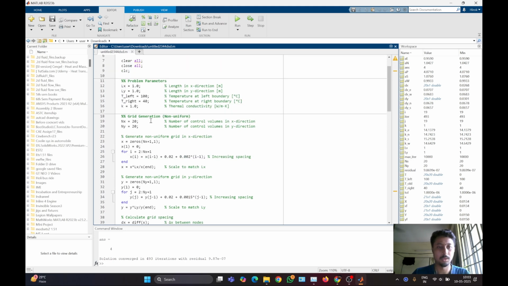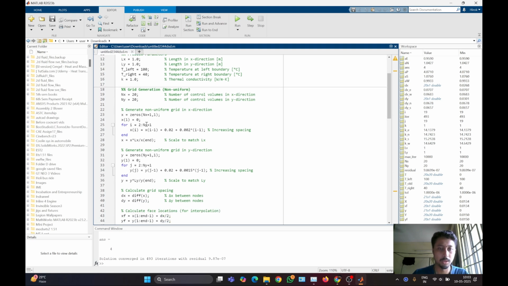Our next part is the grid generation, where we are asked to take non-uniform grid spacing. So our total grid points in the x direction is 20, and the total grid points in the y direction is 20. So we have a total of 400 grid points, 20 by 20. The next is to generate the non-uniform grid in the x direction.